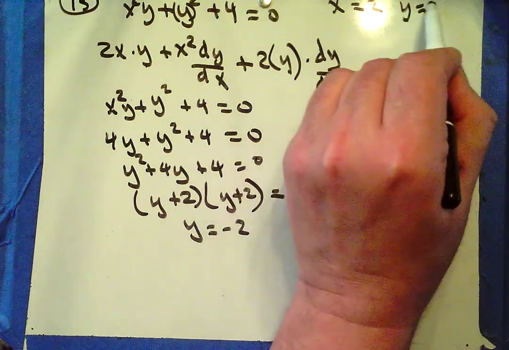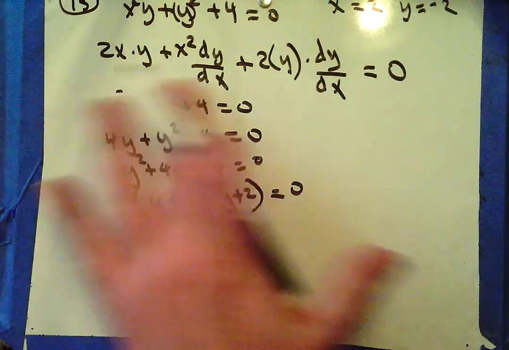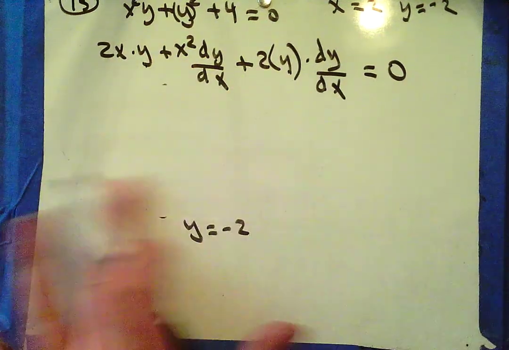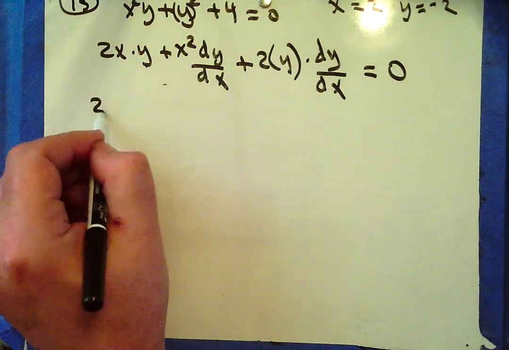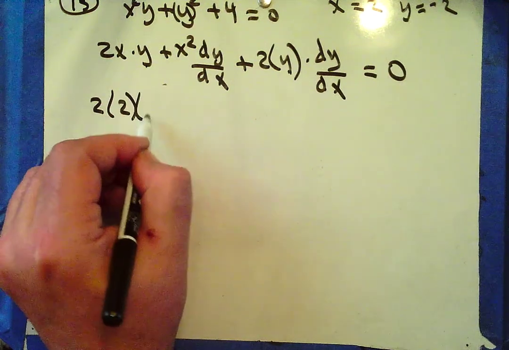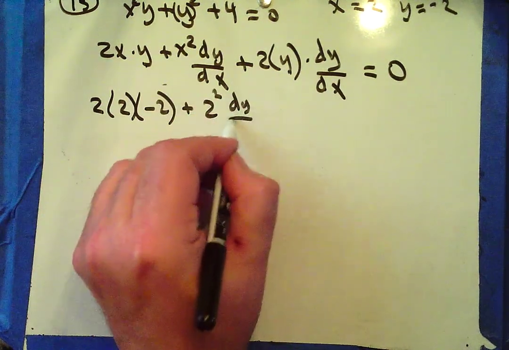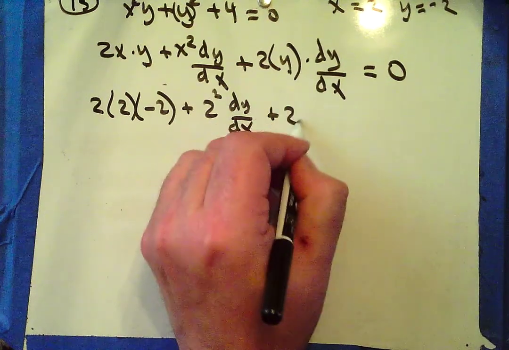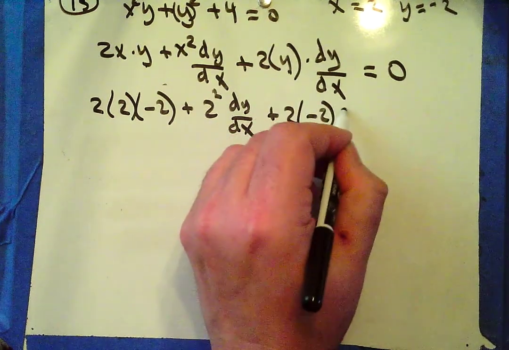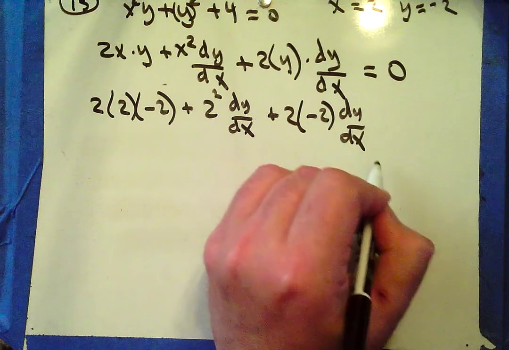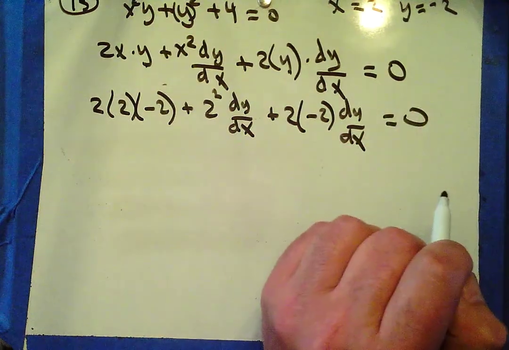So now I've got a y value and an x value. I can go back to this derivative, and I can plug in 2, negative 2, plus 2 squared dy/dx, plus 2 times negative 2 dy/dx equals 0.